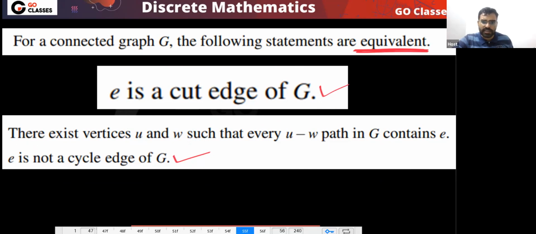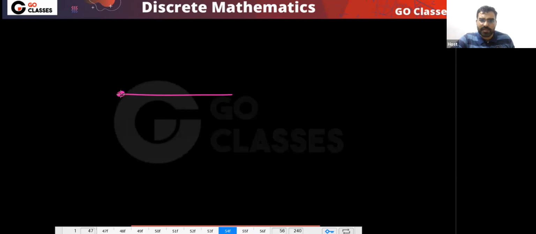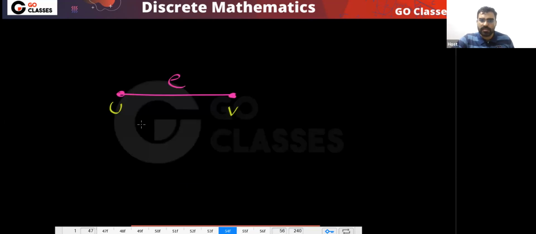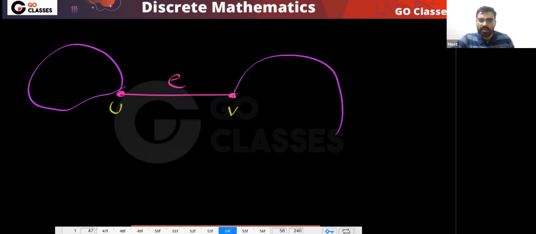There is another way. What is another way? Tell me one thing. When can I say that this is a bridge? This will be a bridge if and only if there are at least 2 vertices U and V such that every path from U to V goes through E. Yes or no? Every path goes through E. Whatever path you take from U to V, I can say that every path goes through E.